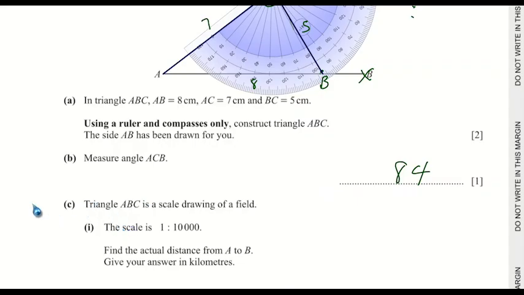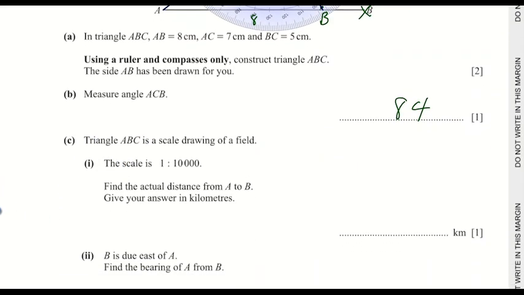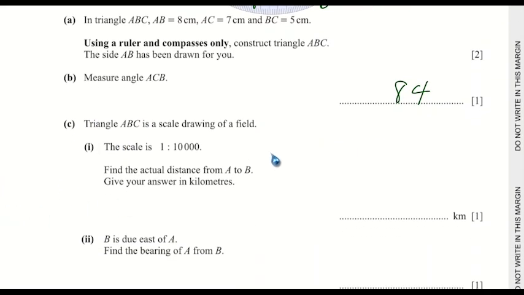Part C. Triangle ABC is a scale drawing of a field. The scale is 1:10,000.